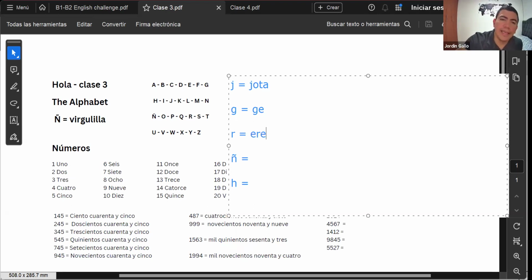Then we have R. This is like when you have this word, you say er. So we just need to add another e here, and you say ere. So you don't finish the sound in r, you finish it in e. Ere. That's the sound. Then we have ñ, and we have h. These would be the names of the letters.